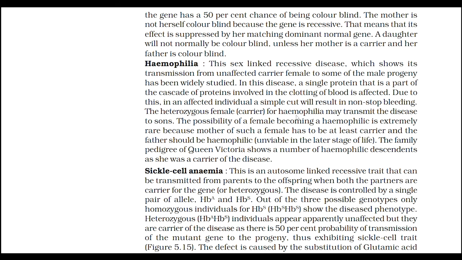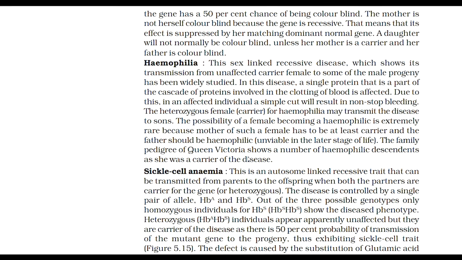The possibility of a female becoming hemophilic is extremely rare because the mother of such a female has to be at least a carrier and the father should be hemophilic, which means unviable in the latter stage of life. The family pedigree of Queen Victoria shows a number of hemophilic descendants as she was a carrier of the disease. Please see page 289.